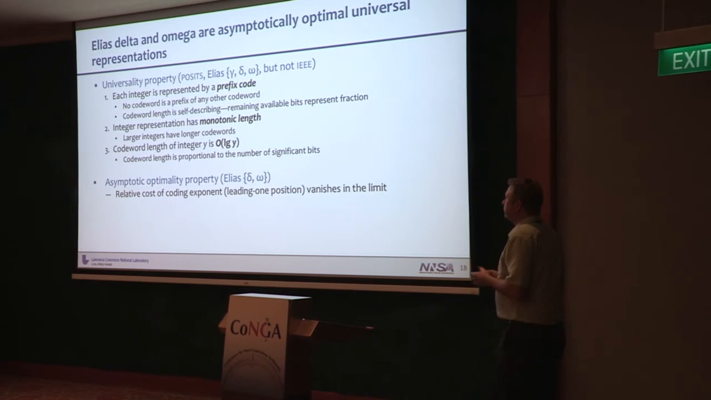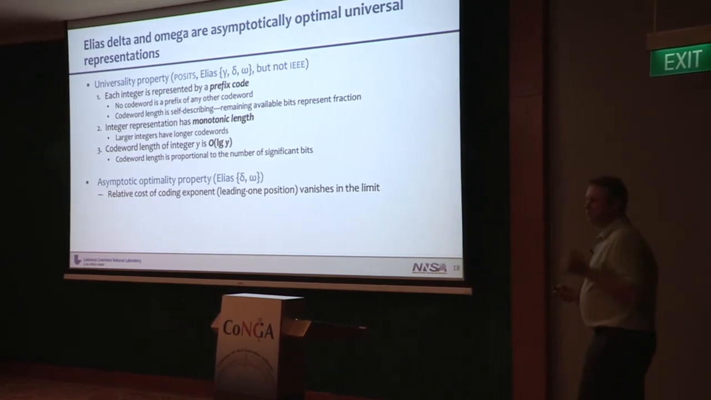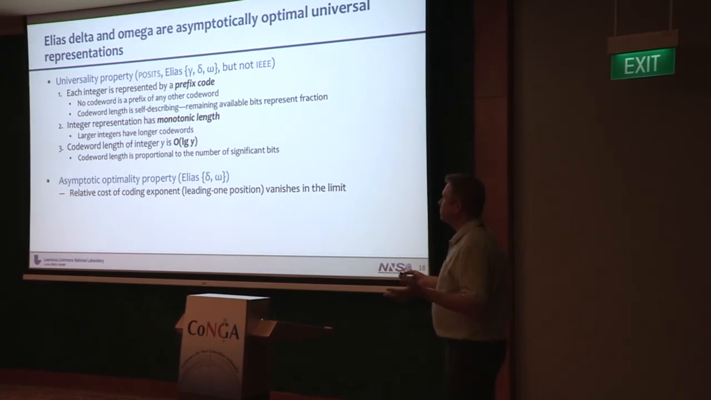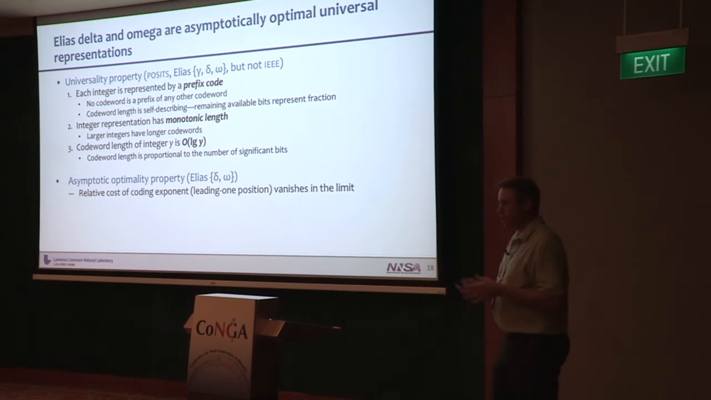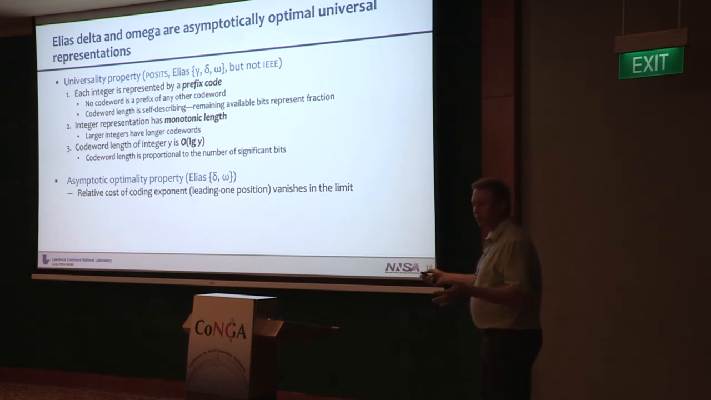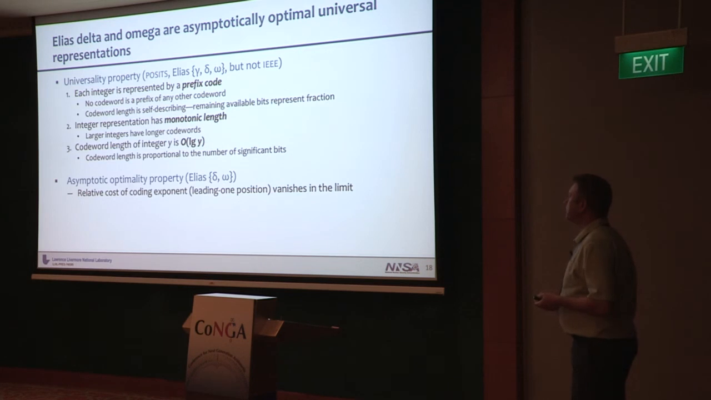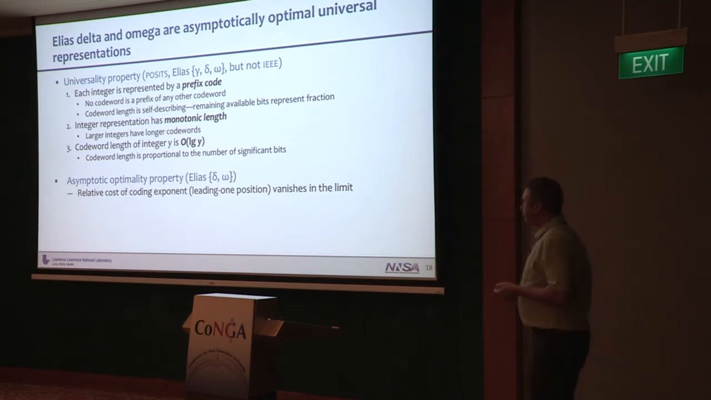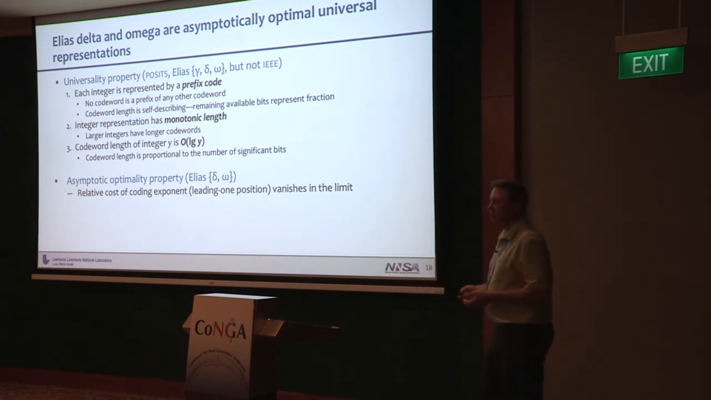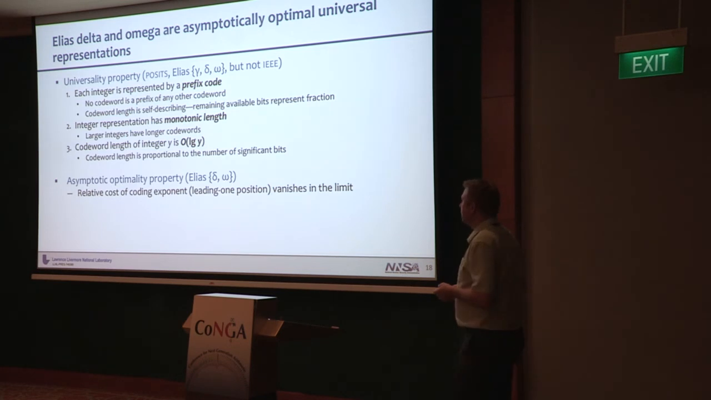So most of these types satisfy what's called the universality property. So you need 3 different subproperties for that. You need, first of all, to make sure that each integer is represented by a prefix code. So you have some bit string that uniquely is not a prefix of any other code word or binary representation. You also need to make sure that the representation is monotonically increasing in length. That kind of makes sense. You have larger integers, you need more bits for that. That's easy to satisfy in most cases.